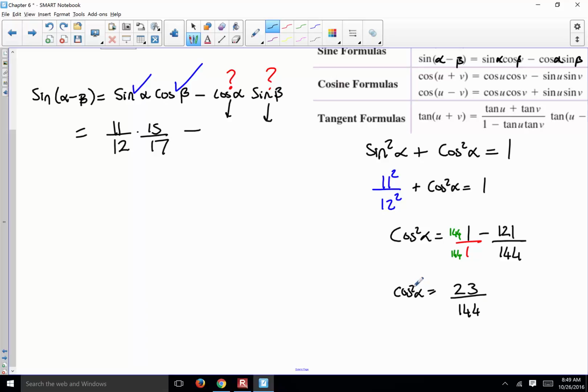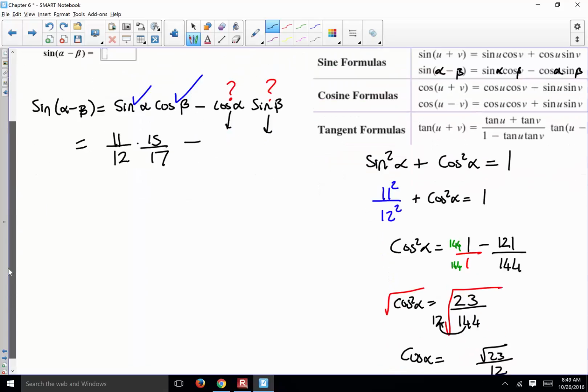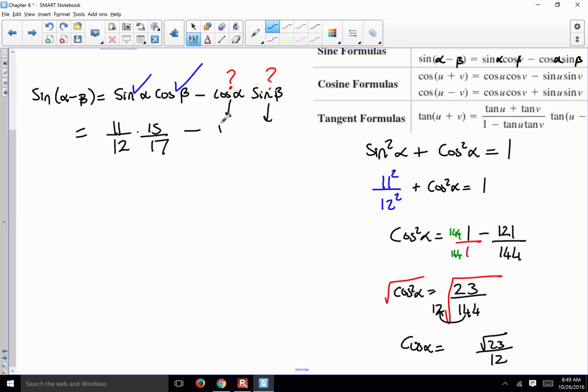I need to get cosine. What shall we do? Take a square root, and cosine alpha is root 23 over 12. I can take 144 as 12 out, but it's in the denominator, so it will stay in the denominator. Okay? Am I doing right? I will go ahead and replace here root 23 over 12. Do you agree? Why don't you agree with me?